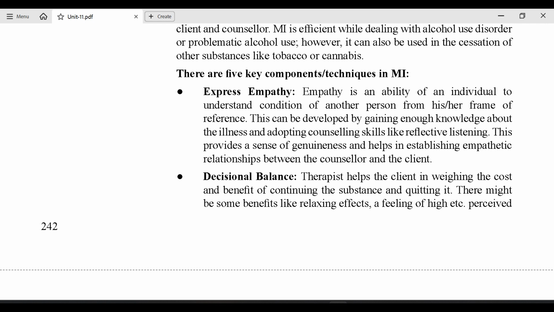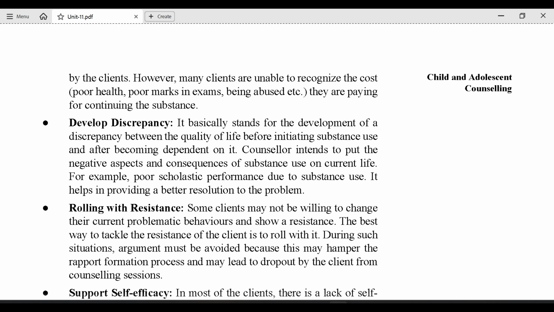Decisional balance. The therapist helps the client in weighing the cost and benefit of continuing the substance and quitting it. There might be some benefits like relaxing effects, a feeling of high, etc. perceived by the clients. However, many clients are unable to recognize the cost: poor health, poor marks in exams, being abused, etc.